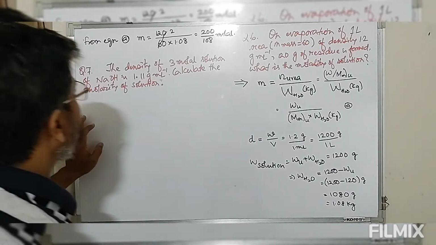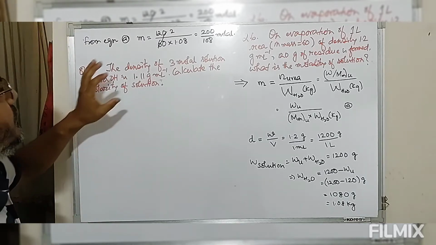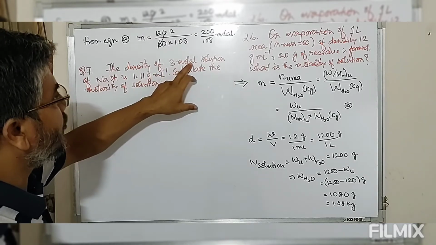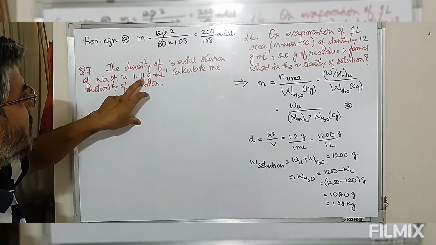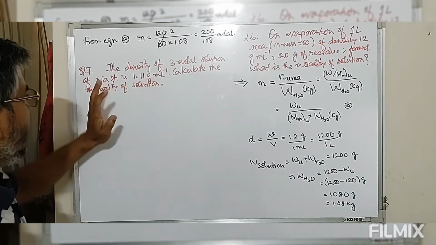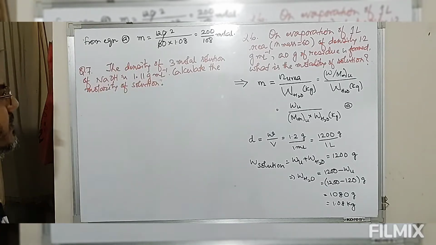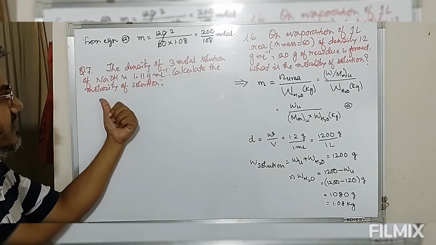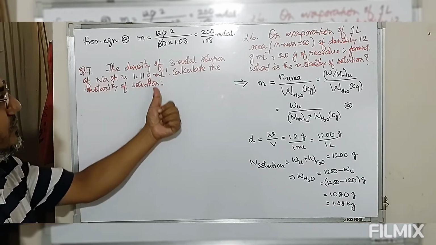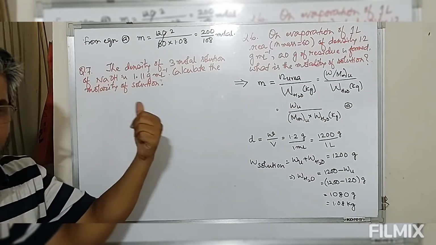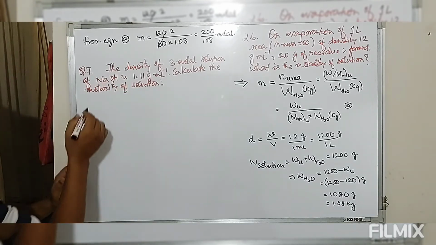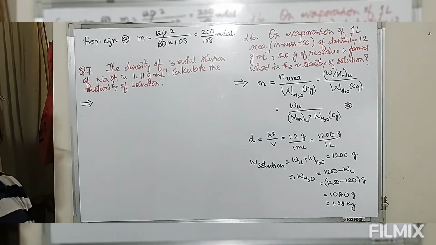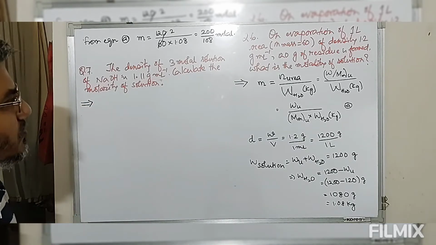Next problem says we have an aqueous solution of sodium hydroxide whose concentration is 3 molar. Density is 1.1 gram per ml. We have to find the concentration in terms of molality. So molarity is given, we have to define in terms of molality, and here density of the solution is also given. While discussing the molarity and molality, we have derived a relationship between them.